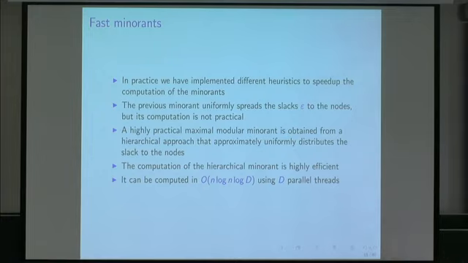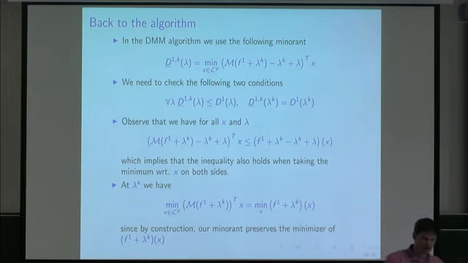So now back to the algorithm. Now we have an algorithm for computing a minorand. Might it be the optimal one or a heuristic? We propose to use the following minorand.